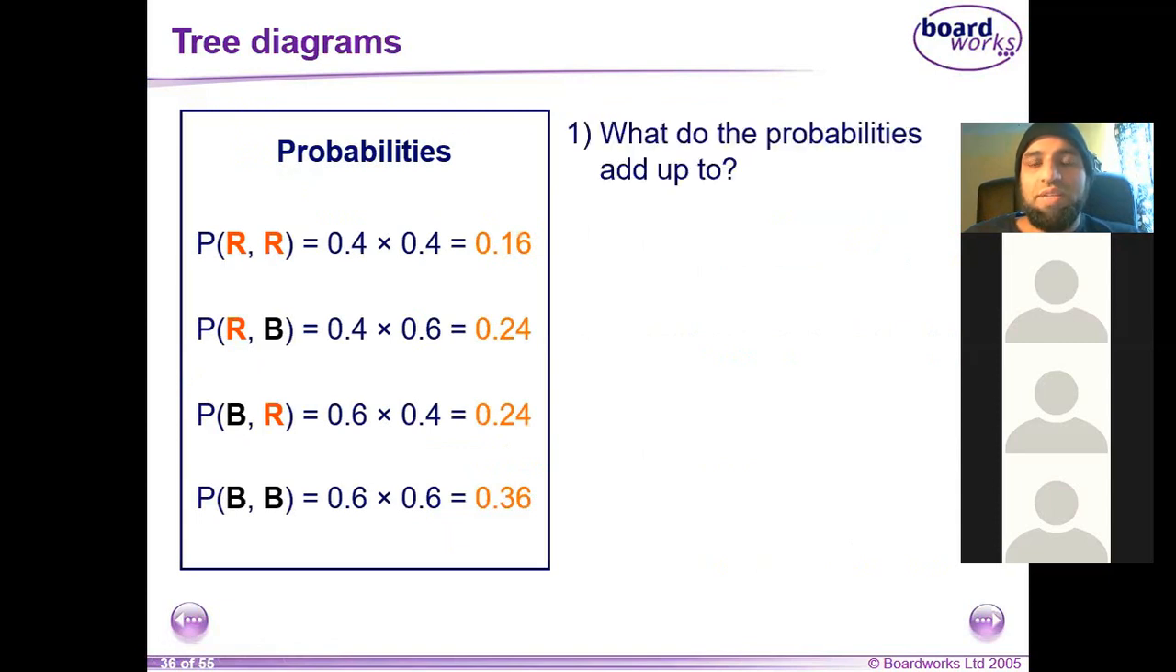So, we've written those probabilities up. What do they all add up to? If I add them all up, they should add up to 1, because the probability of every situation happening adds up to 1. We said that at the start of the lesson.